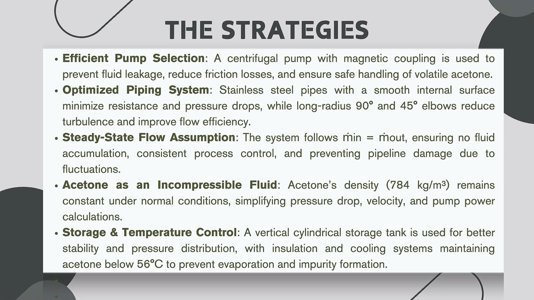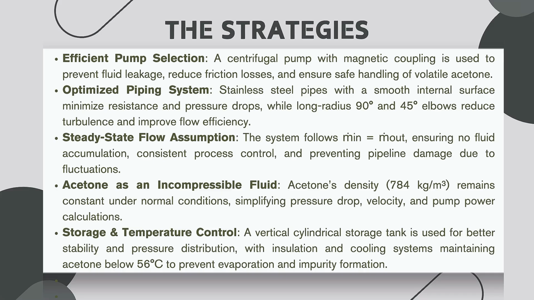First, efficient pump selection. We use a centrifugal pump with magnetic coupling to prevent leakage and reduce friction losses, ensuring safe acetone handling. Second, optimized piping system. Stainless steel pipes with a smooth surface reduce resistance and pressure drops. Long radius elbows, which are 90 degree and 45 degree, minimize turbulence and improve flow. The third one is the steady state flow assumption, to ensure a balanced system with no fluid build-up, keeping the process stable and preventing damage. The fourth one is acetone as an incompressible fluid, with a constant density of 785 kg per meter cube, which simplifies pressure drop and pump power calculations.